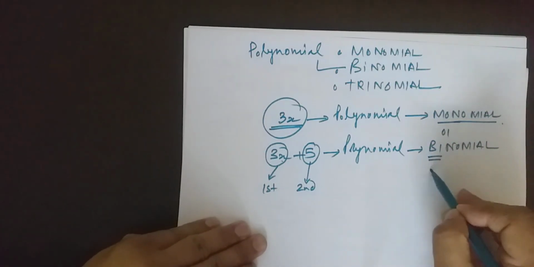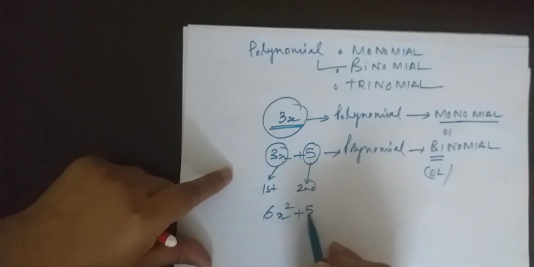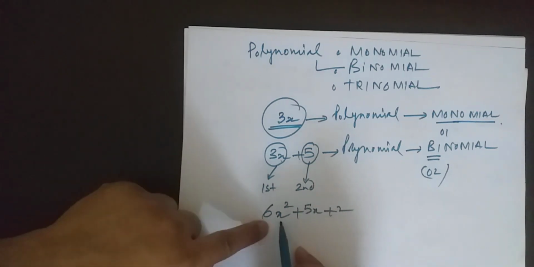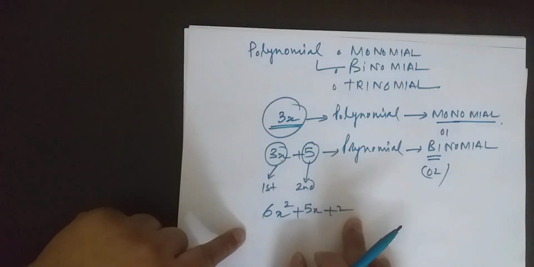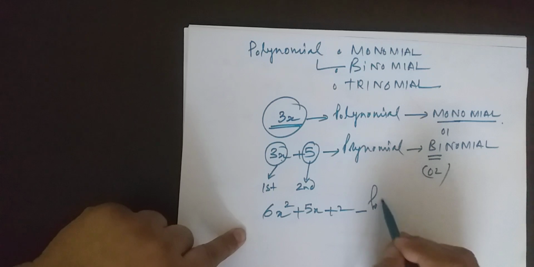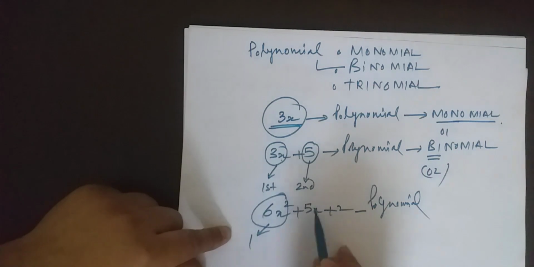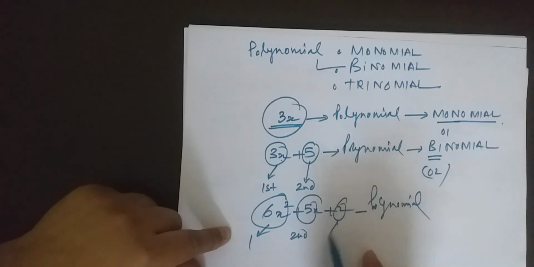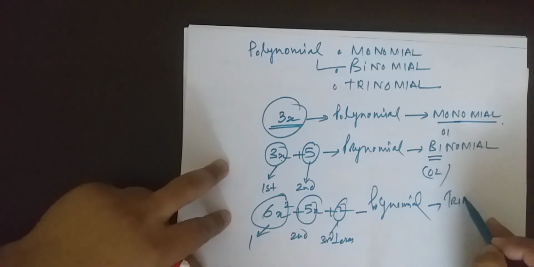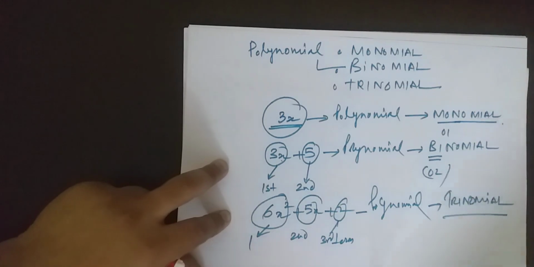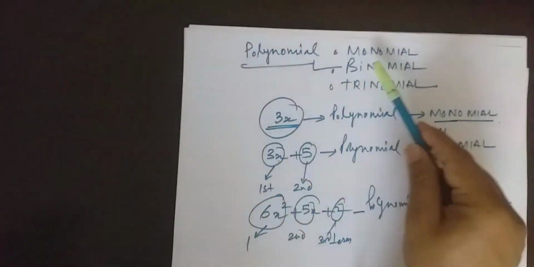Bi means 2, and when it has 3 terms, say 5x squared plus 2x plus 1, see the power of variable x is plus 2, a positive integer, the power of x is plus 1, again a positive integer, so this expression becomes a polynomial, right? And this polynomial has got 3 terms, this is 1, this is 2, and this is the third term. So this becomes a trinomial. So this is how we classify any algebraic expression which is a polynomial into its monomial, binomial, trinomial groups.